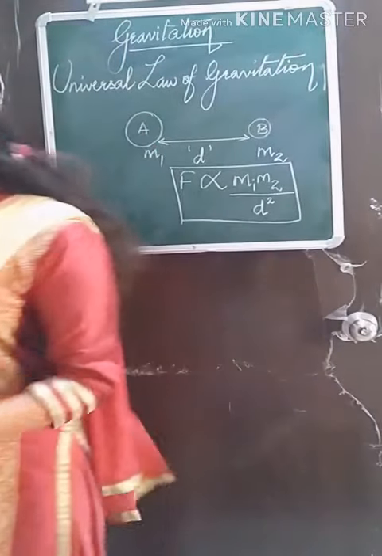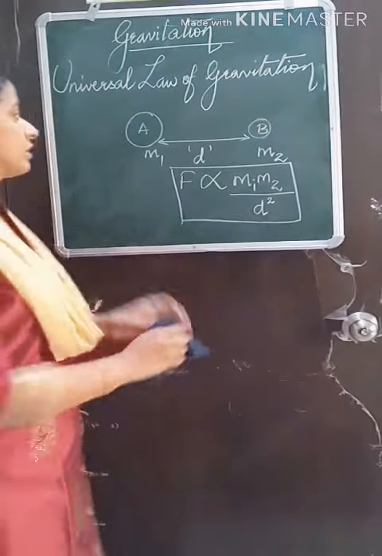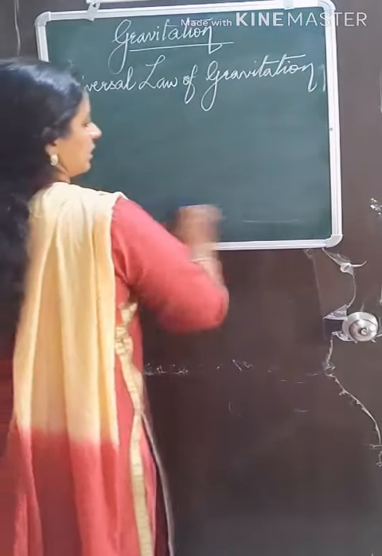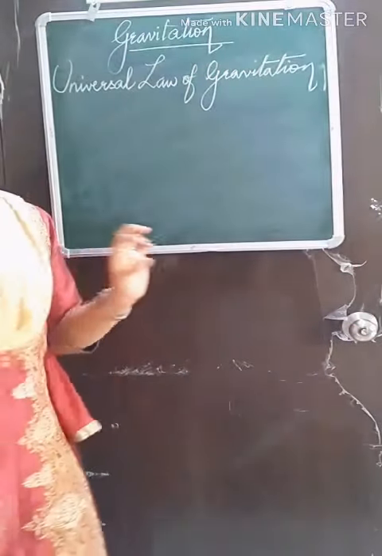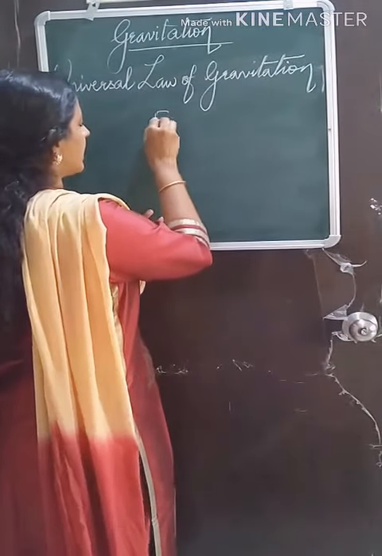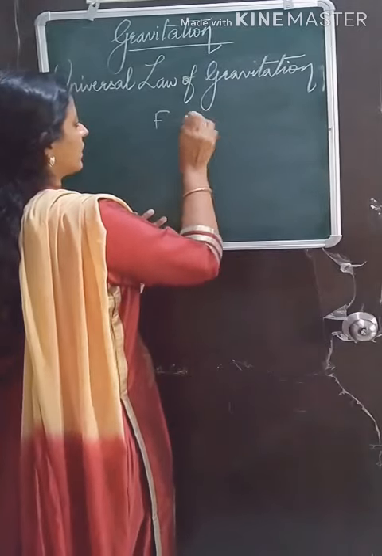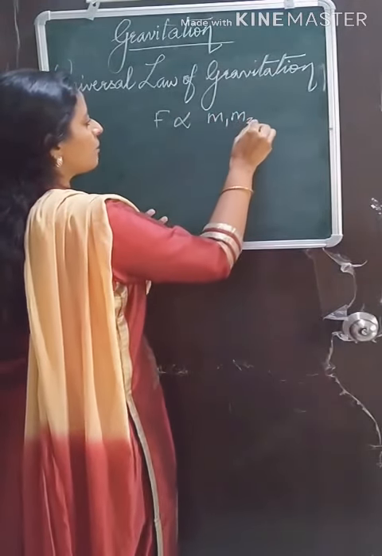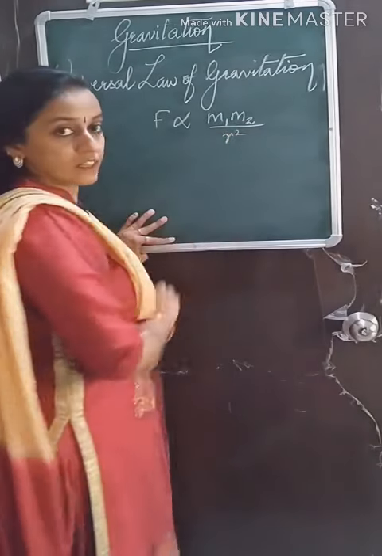Okay, you have copied till there. Now, let us extend that. F is directly proportional to m1 m2 upon r square. You have written till here.